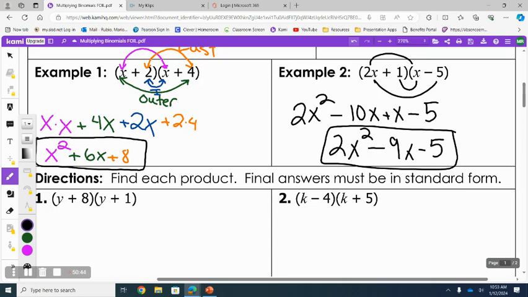Okay, and the way you write the answer is this is your first term, this is your last term, and these diagonals, you add them together to get your second term. So I've got 2x squared. Negative 10x plus 1x is negative 9x, and then negative 5. Okay, so I still get the same result, it's just a different method. So it doesn't matter for me which method you use. Use the one that's easier for you to keep track of all the numbers and get the correct result.